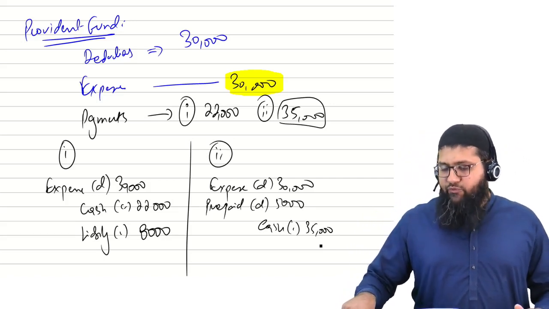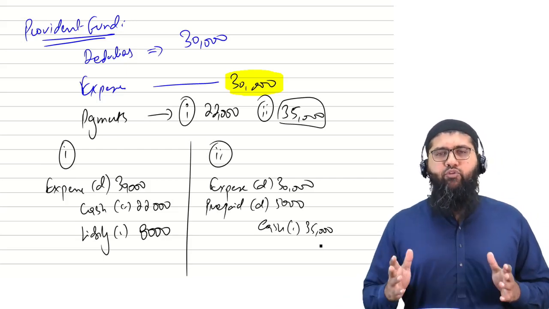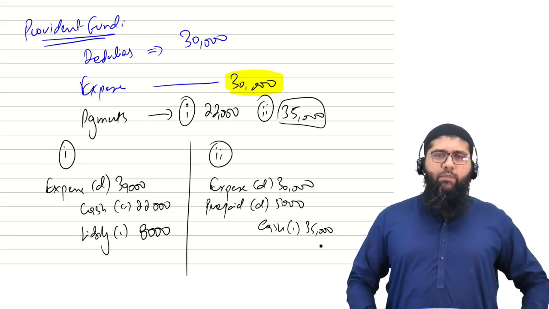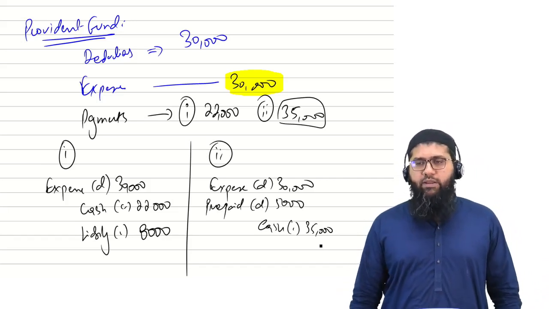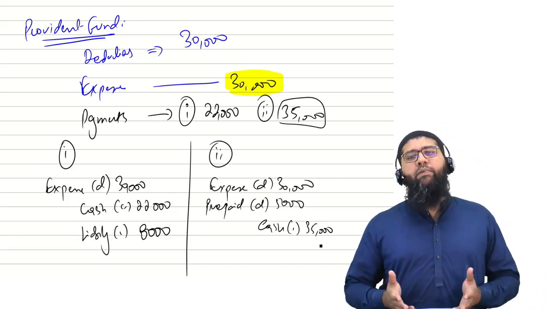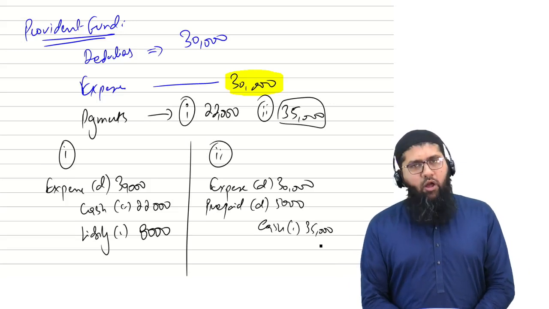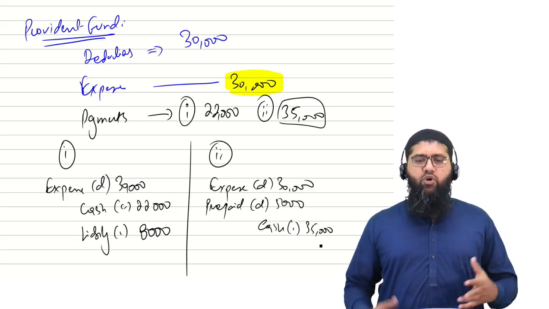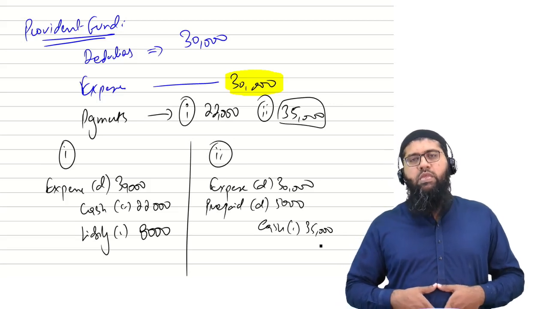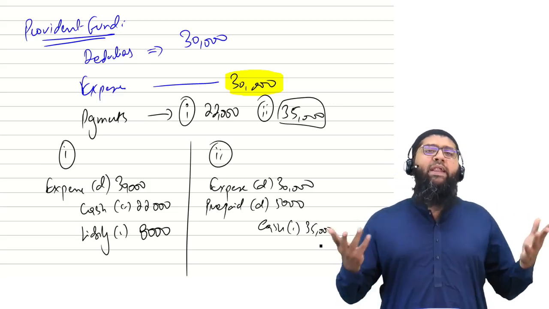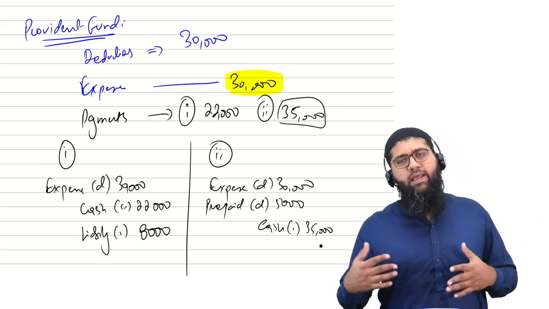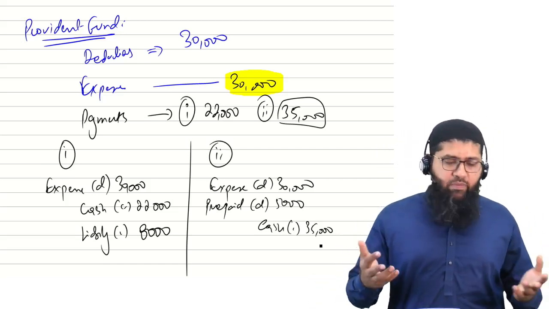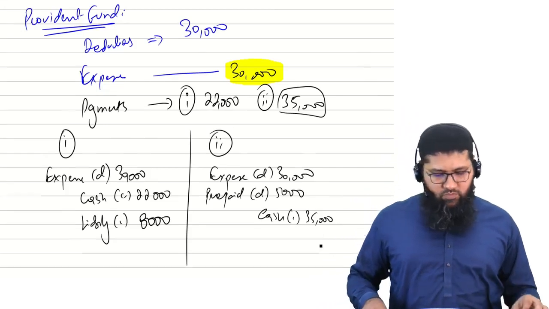So in case you have got a defined contribution plan, this is how simple the accounting is. All that you have to do is recognize the amount that you have committed as an expense. Whatever the unpaid amount is has to be recognized as a liability. If you have paid extra, that has to be recognized as an asset.